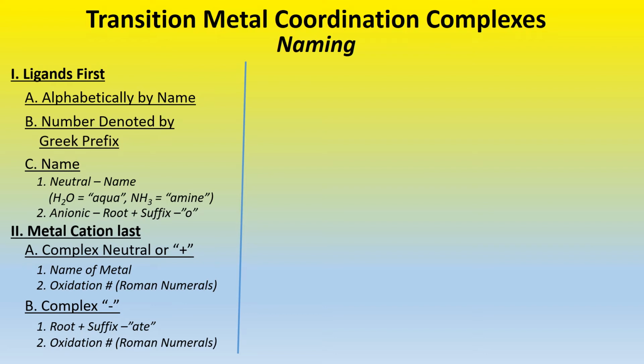So we look at some examples. You see a complex Co(NH3)5Cl 2+. Your ligands are either NH3, amine, or Cl, chlorine. Alphabetically, A comes before C. And there are 5 NH3s, so this becomes a pentamine.